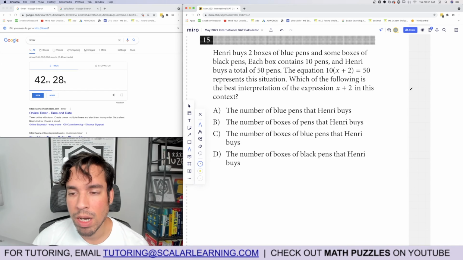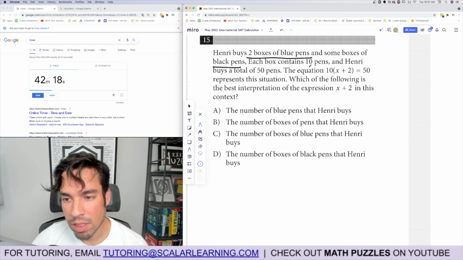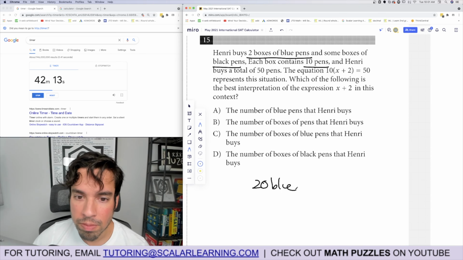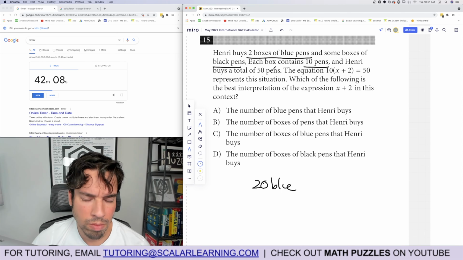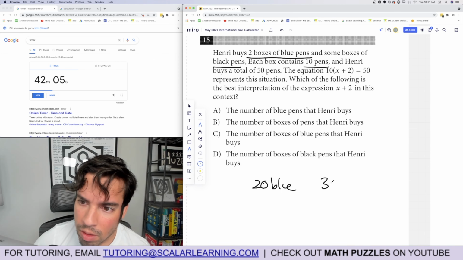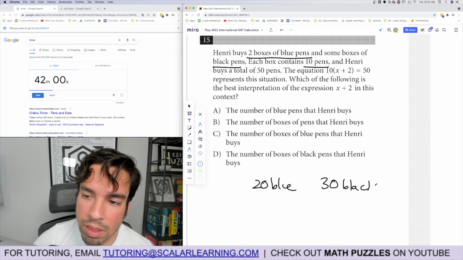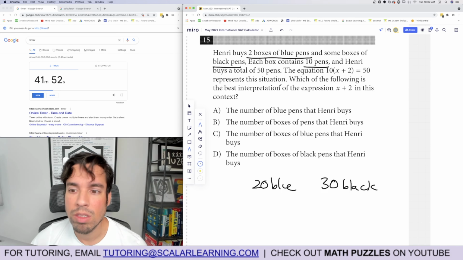15, Henry buys 2 boxes of blue pens and some boxes of black pens. Henry has 2 boxes of blue pens. Okay, and some boxes of black pens. Each box contains 10 pens. So we've got 20 blue. So he must buy 30. Well, must it be 30 black? Because if they all contain 10, and yeah, I guess. Okay, the equation 10 times x plus 2 equals 50 represents the situation.